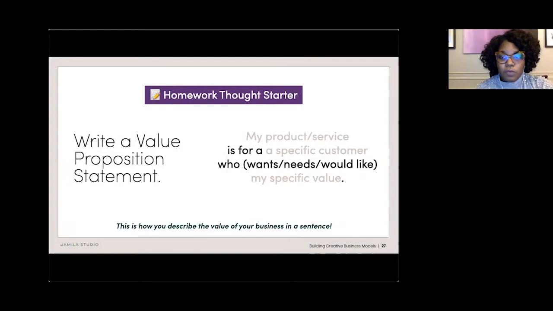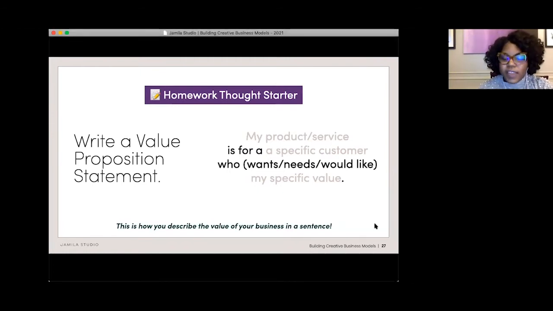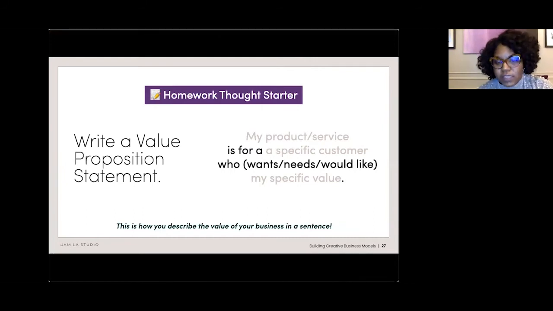When we think about what a value proposition could be, we want it to be: your specific product or service is for a specific customer who wants, needs, and would like a specific value. So take a moment to write this down, screen cap this, and this is how you describe the value of your business in one sentence. If anyone has ever asked you what's your elevator pitch, what's your one sentence description, this is how you can pack as much information as possible into that one sentence. Your product is for a specific customer who wants, needs, would like a specific value.